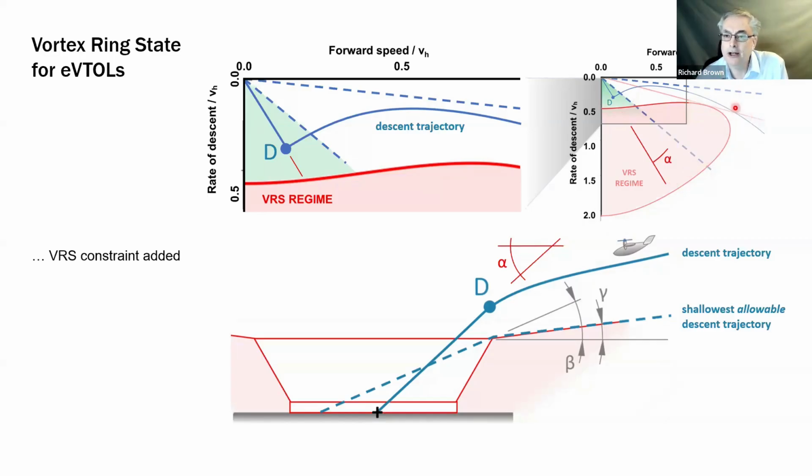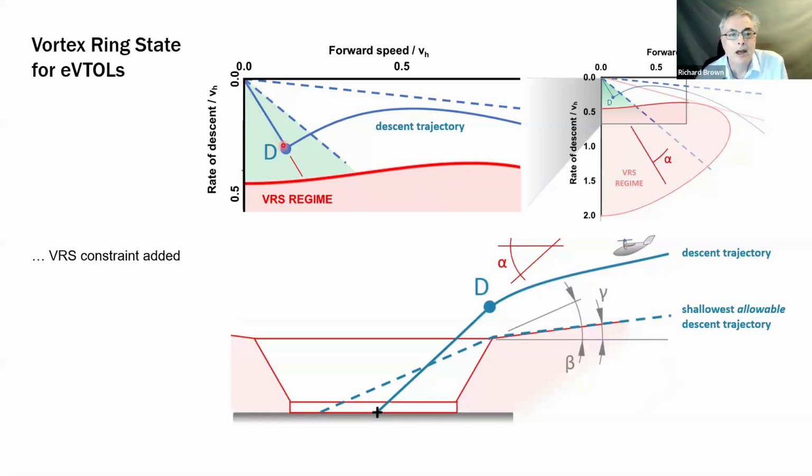Now, let's map a descent trajectory onto that diagram, and expand out this little part of the envelope into this diagram over here. Here's the boundary that I need to avoid if I'm to avoid vortex ring state during descent. So that's a viable descent trajectory. But this dotted line is the same as this angle beta, and that marks the shallowest descent into that cone-shaped object that's geometrically possible. Any viable trajectory actually lies to the left of that line, as shown by this solid blue line.